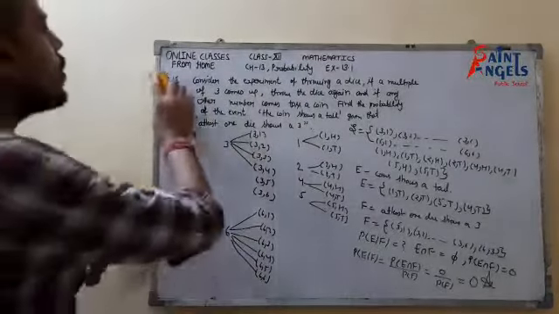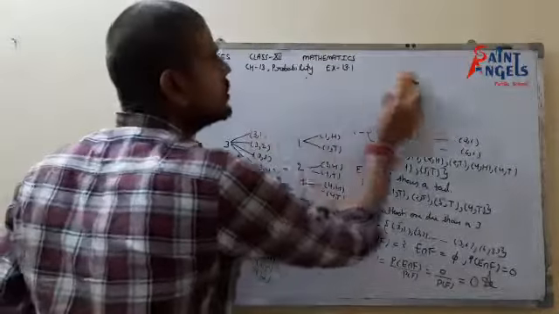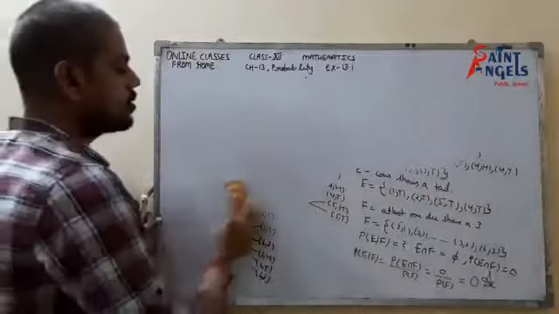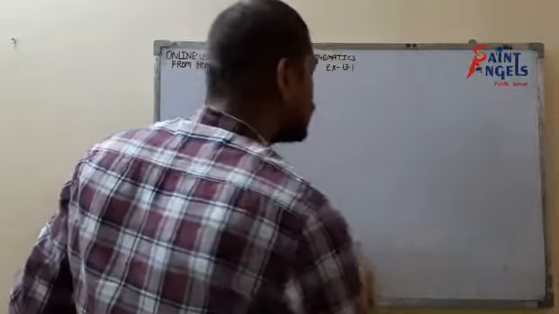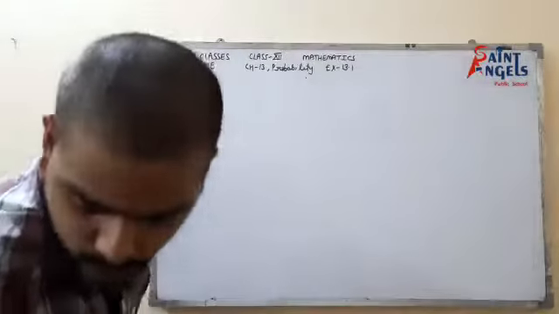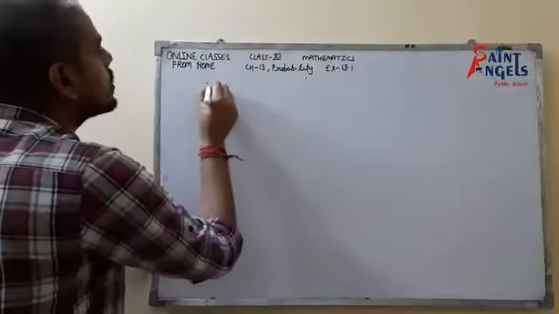So now exercise 13.1 is finished. Now we will move forward to another concept of probability. The next concept is related to conditional probability, and the name of the concept is the multiplication theorem.